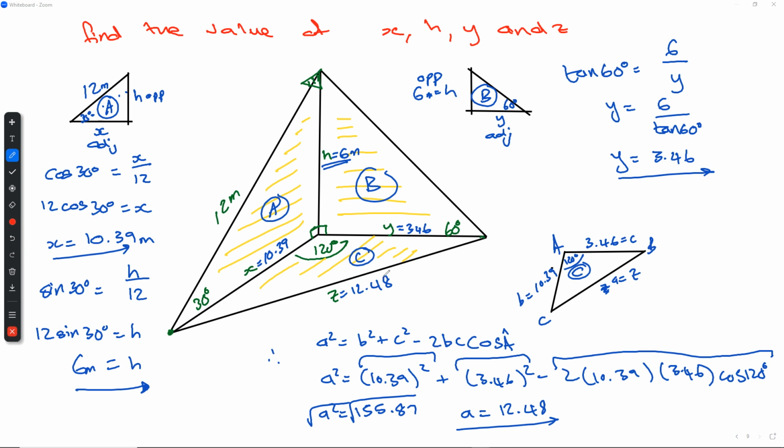All right, so 12.48 over here, 10.39, 3.46, and 6 meters. We have used trigonometry, cos, and the cosine rule to find all the missing parts using this.